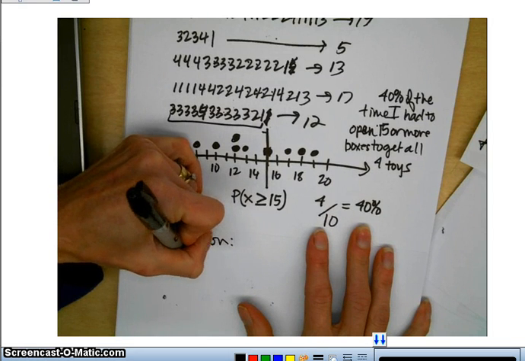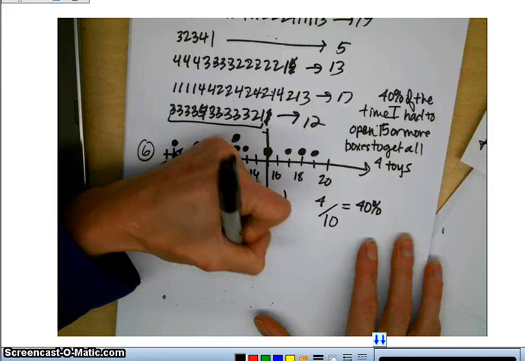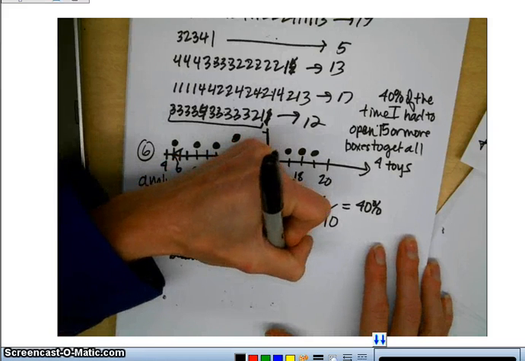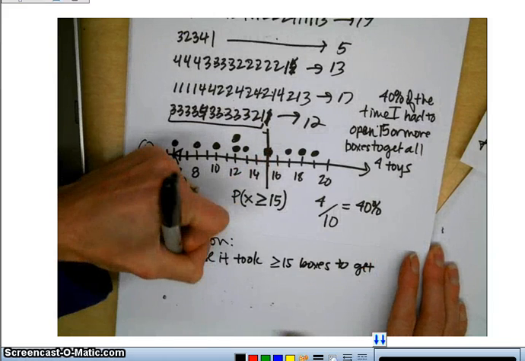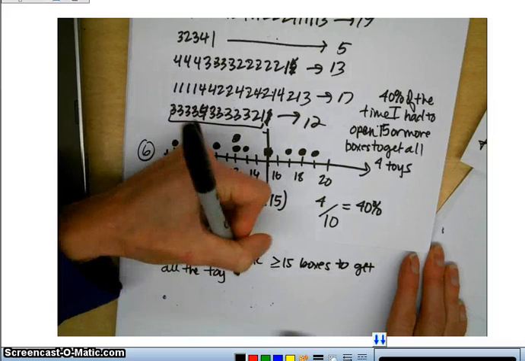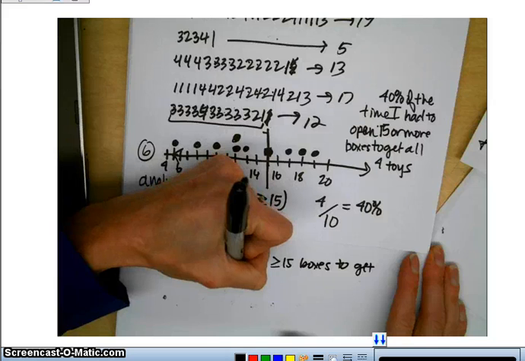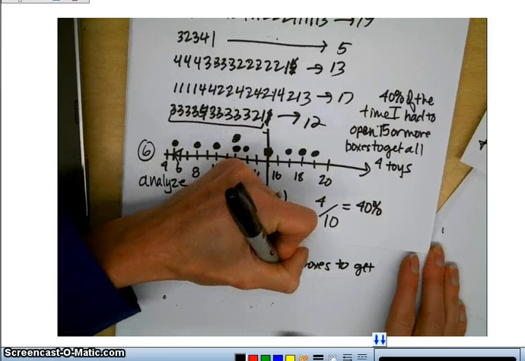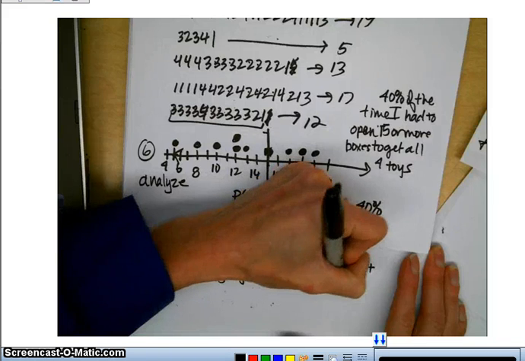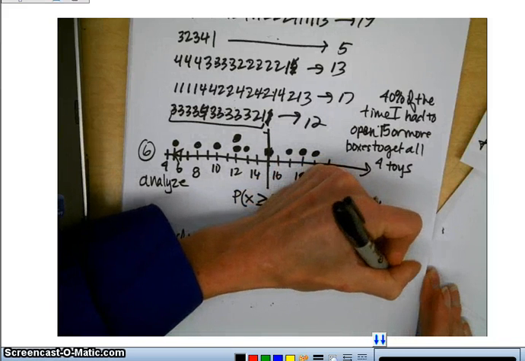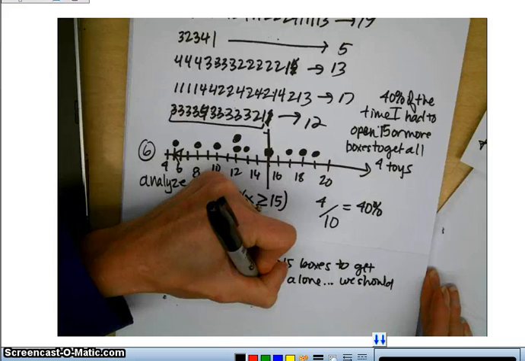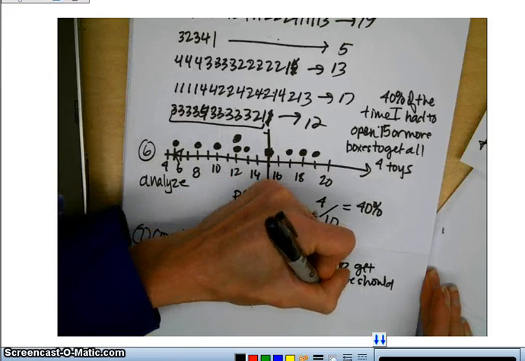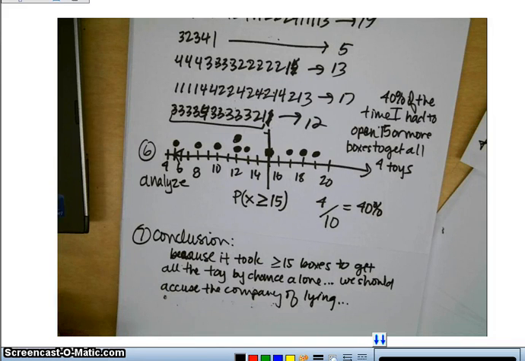Because it took greater than or equal to 15 boxes to get all the toys, by chance alone, we should not accuse the company of lying. Which is the question you were asked at the very beginning, was the company lying?